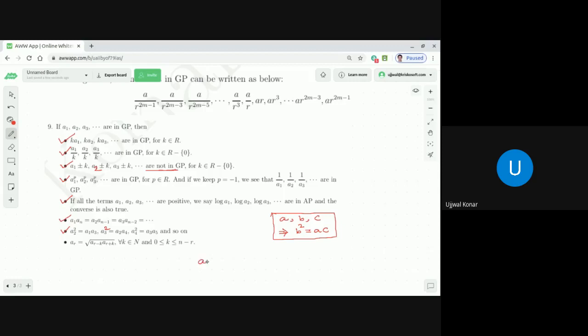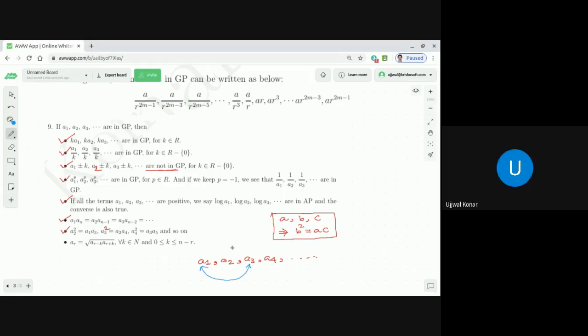If you find A1, A2, A3, A4, and so on, what I'm saying is that A2 square, correct, no? That A2 square should be A1 and A3. Correct, no? That is their product. Got it? Yes. Clear or not clear? Yes.